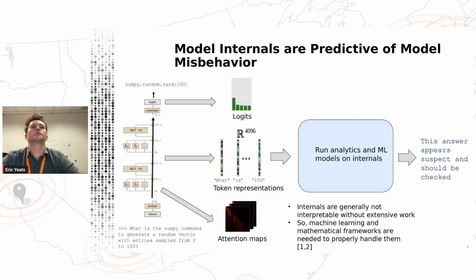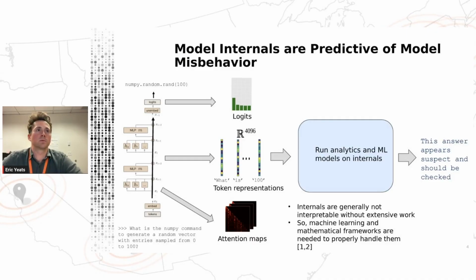What our group does is we look to the model internals of LLMs as predictive signals of model misbehavior. On the left here, we can see a simple depiction of two layers of a standard architecture for a large language model. We have MLP modules as well as multi-head softmax attention modules.